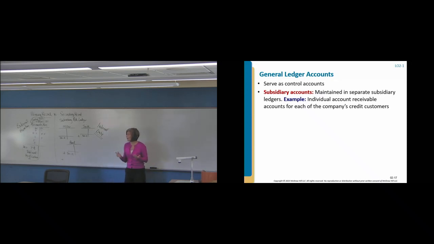So there are lots of accounts that have subsidiaries. Can you think of another one where I have one main account that would represent the total, and then I would have a secondary record where I have to keep the details about all of those individual types of that account?